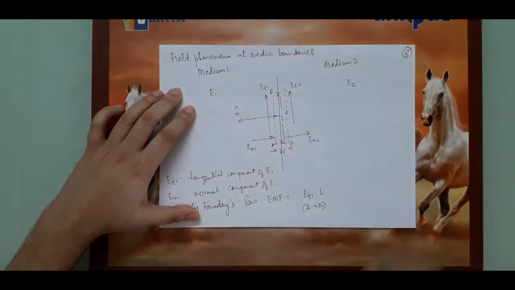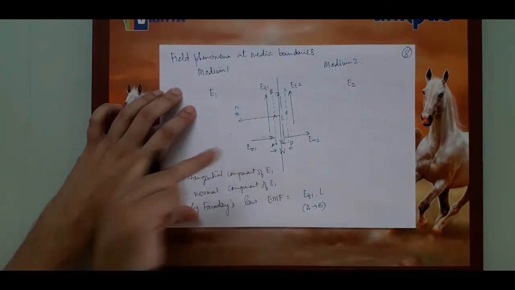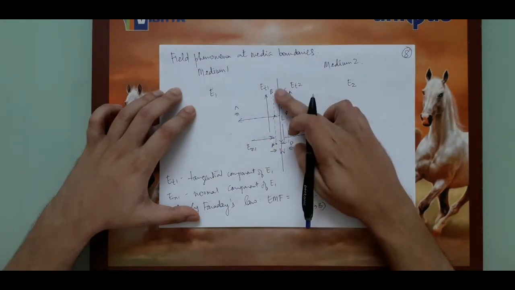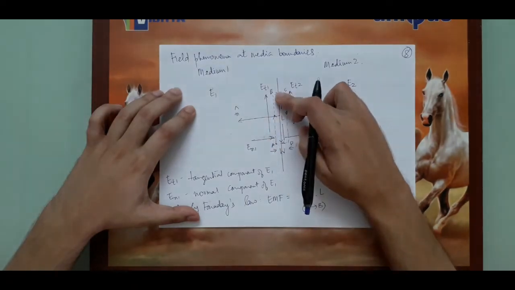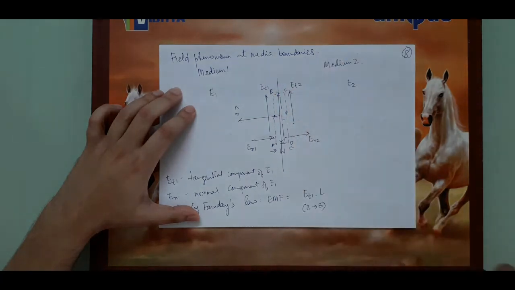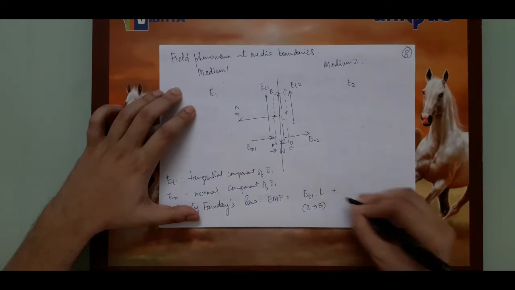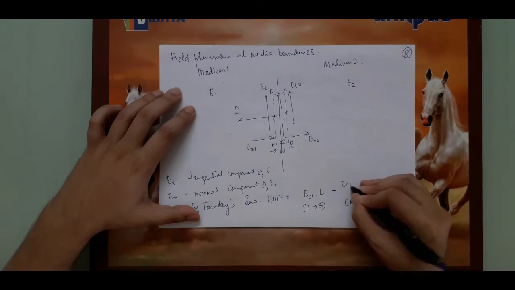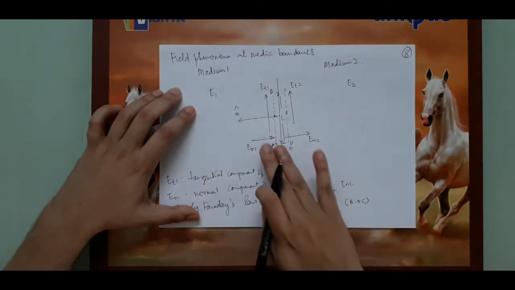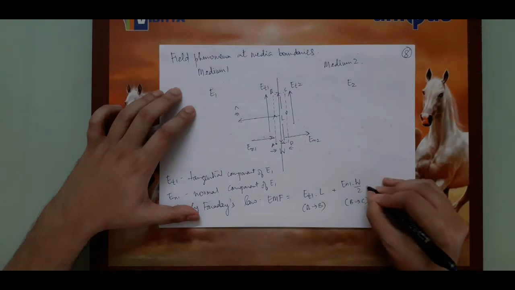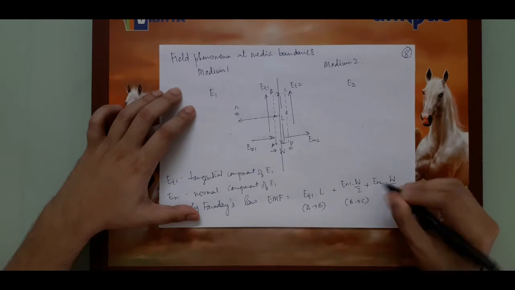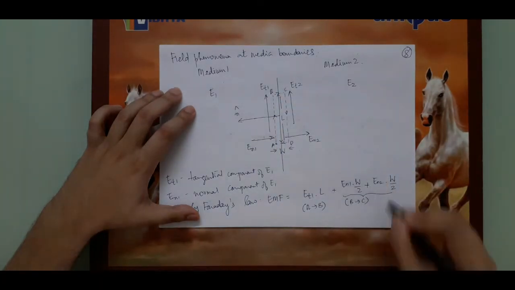Now let's go from B to C. Now B to C, we are moving this way. So what will happen is EN1 will come. ET is orthogonal to this path, so the dot product will be 0 and it will not play any role. So therefore, from B to C, it is EN1 times half the width in medium 1 plus EN2 times half the width. This entire thing for B to C.